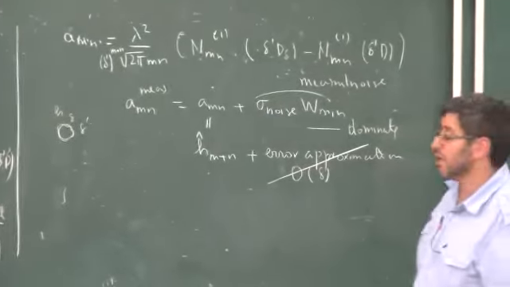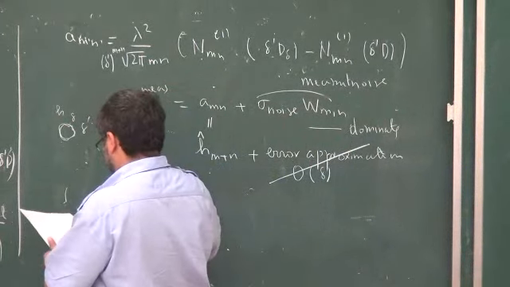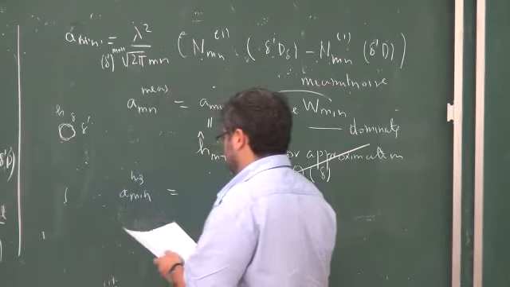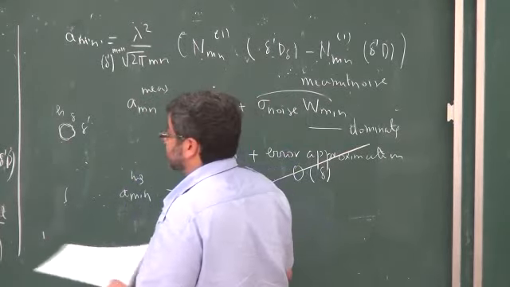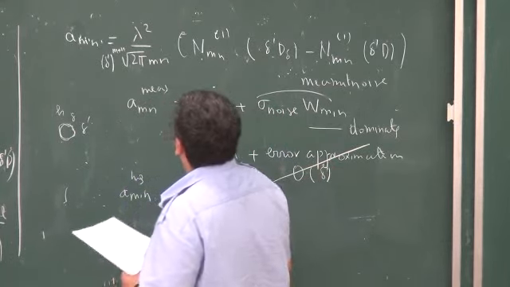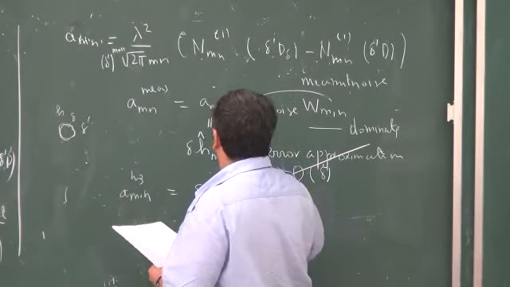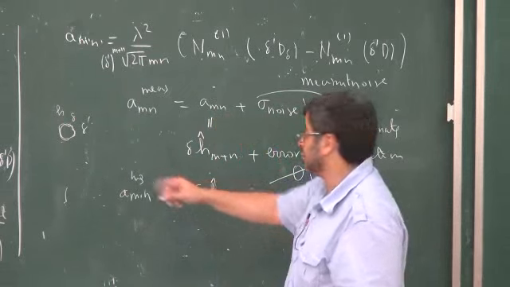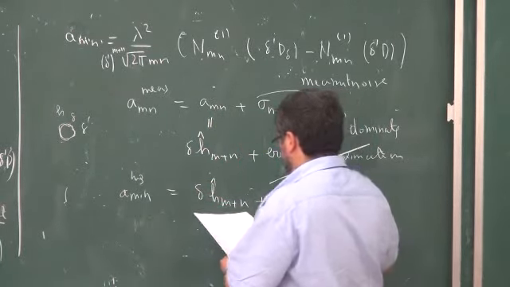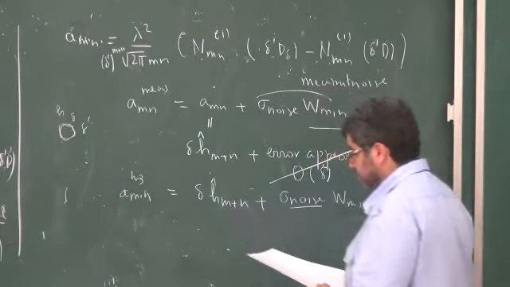So my measurements are nothing else, then I can keep delta because it's my measurements. So let's keep the delta here. My measurements are nothing else than delta h_{m+n} because of the asymptotic formula plus sigma noise, sigma noise w_mn. Okay.